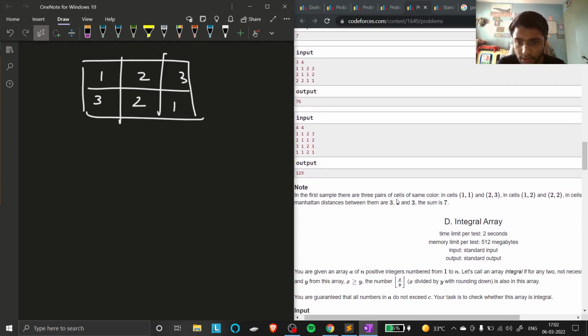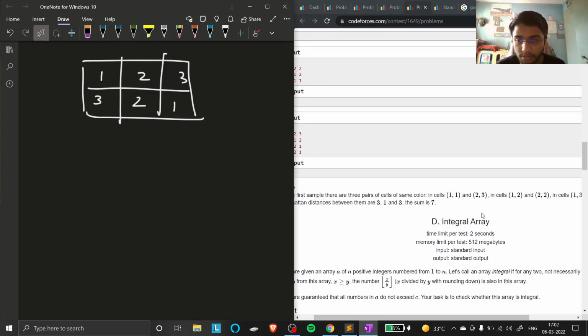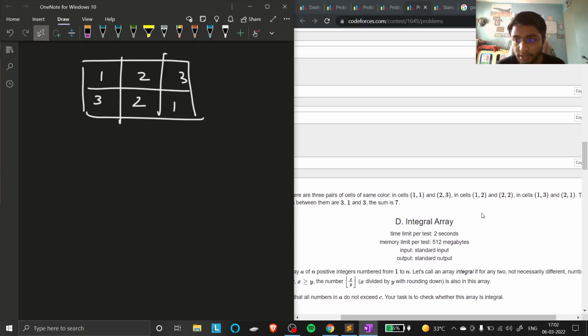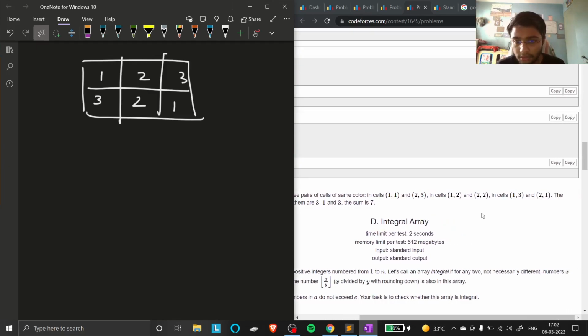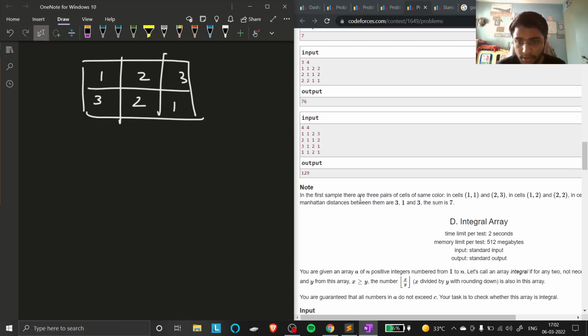First, there are three pairs of cells of the same color: 1, 2, 2, 1, 1 comma 1, and 2 comma 3, and 1 comma 2, and 2 comma 2. Then 1 comma 3, and 2 comma 1. Here it would be 1, 2, 3. Then here it would be 1, and here it would be 1, 2, 3.